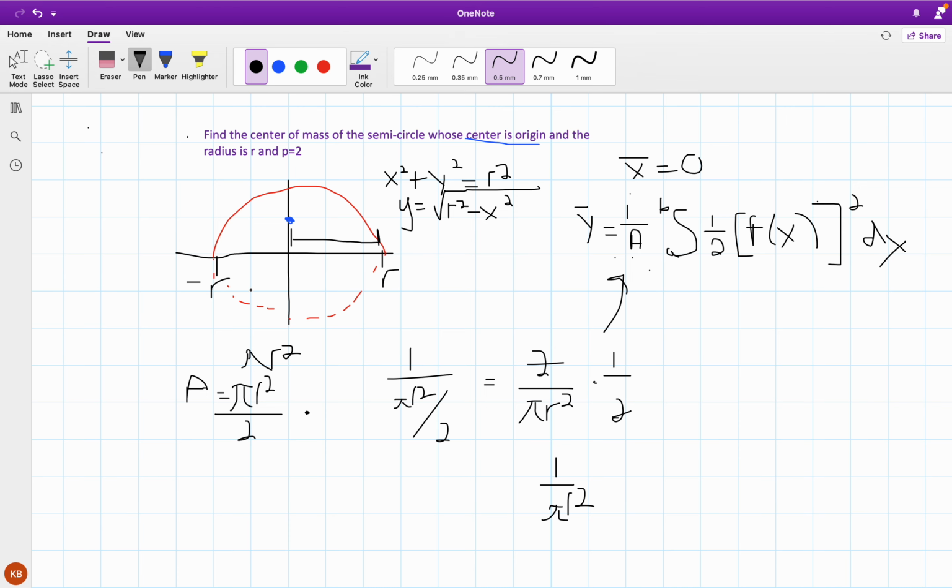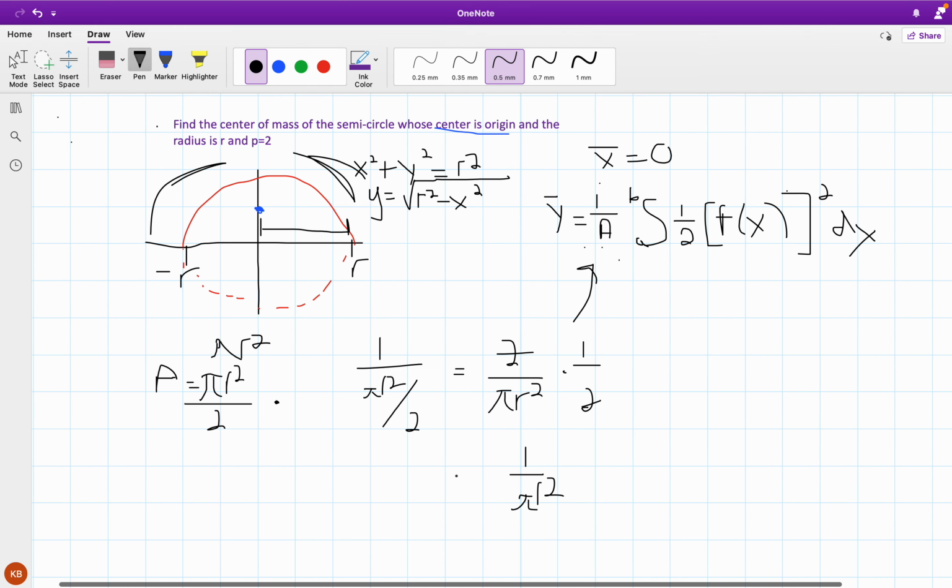And another thing we need to keep in mind is that this function is even, because the area that's on this side of the equation will equal what's on this side of the equation. So we can just take it from r to 0 instead of r to negative r and multiply the integral by 2. So what's going to be on the outside as a constant is going to be 2 over pi r squared. But now you can see how I got there.